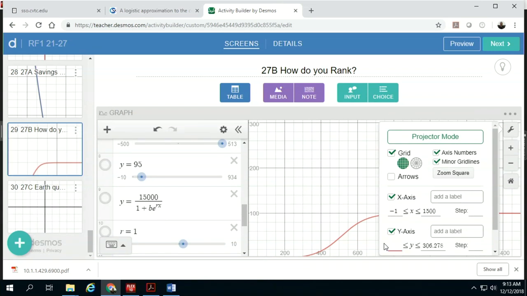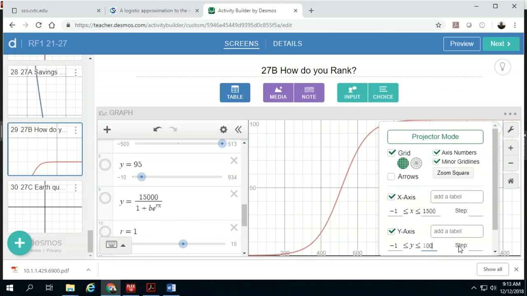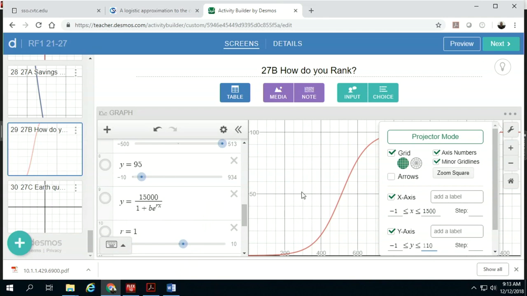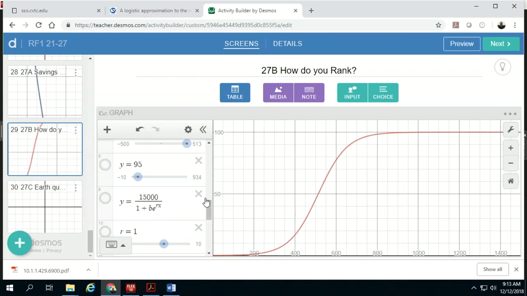What's the lowest percentile you can get? 0. So if I say -1, we will see the axis. And what's the highest percentile you can get? 100, right? Okay. I'm going to make it 101 just so that we can see. Maybe I'll make it 110 just so that we can see the top of my graph. Okay, everybody have that entered on their graph.